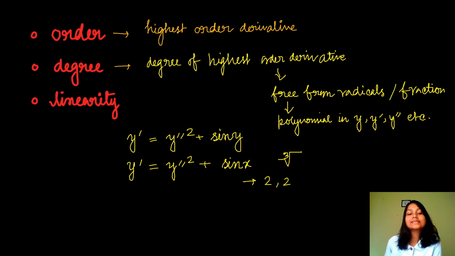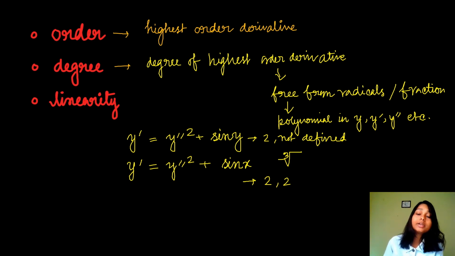However, if we see this equation here, it has order 2, but for the degree, what we need is for it to be expressed as a polynomial in y dash and y double dash, but there is a sin y. It cannot be expressed as a polynomial in y. Therefore, the degree is not defined. So the order of a differential equation is always defined, but the degree may not be defined for a differential equation.